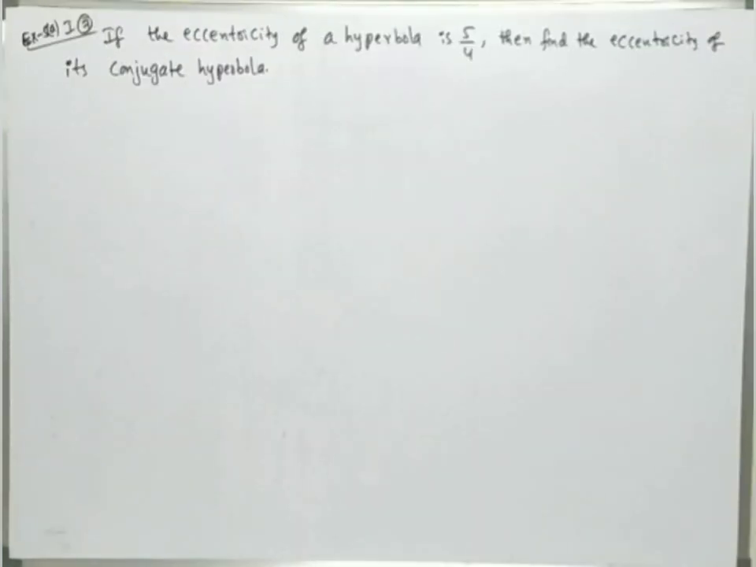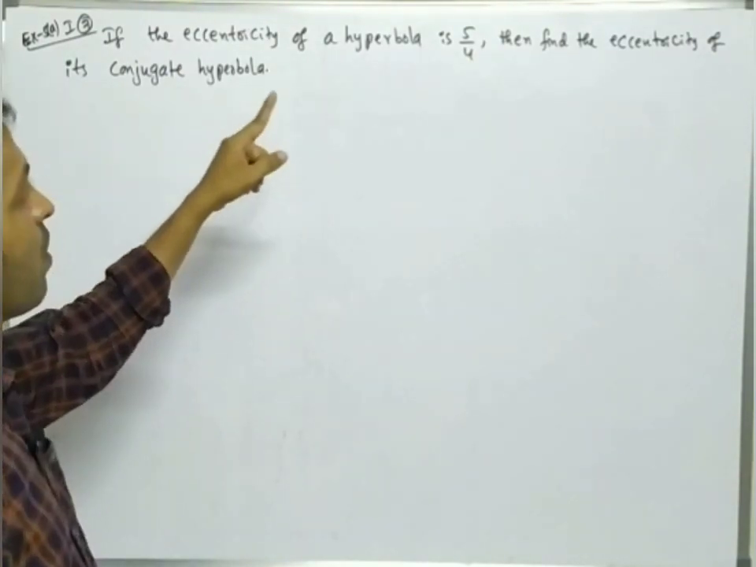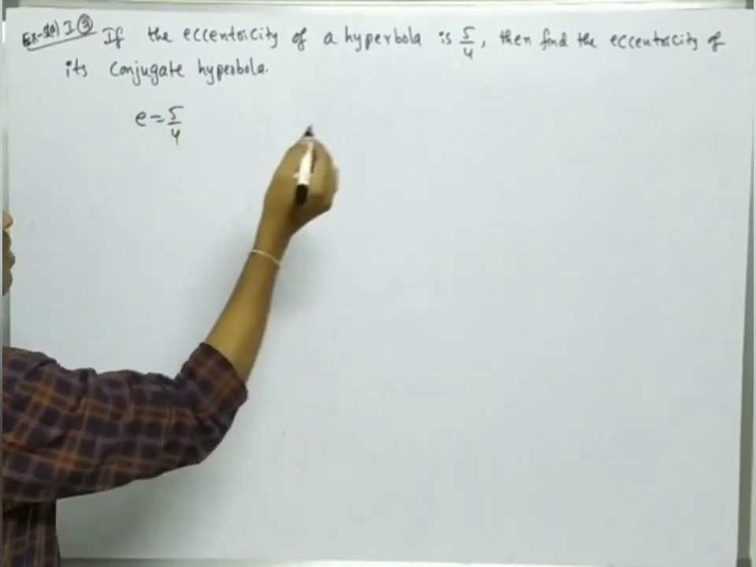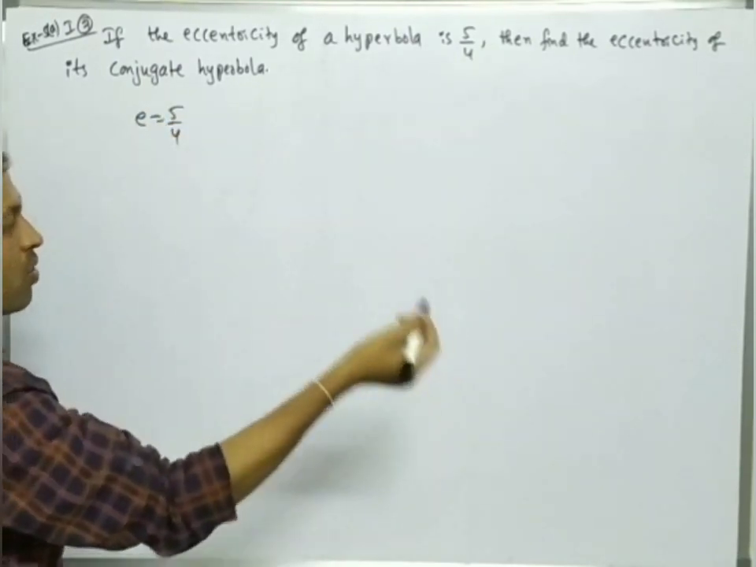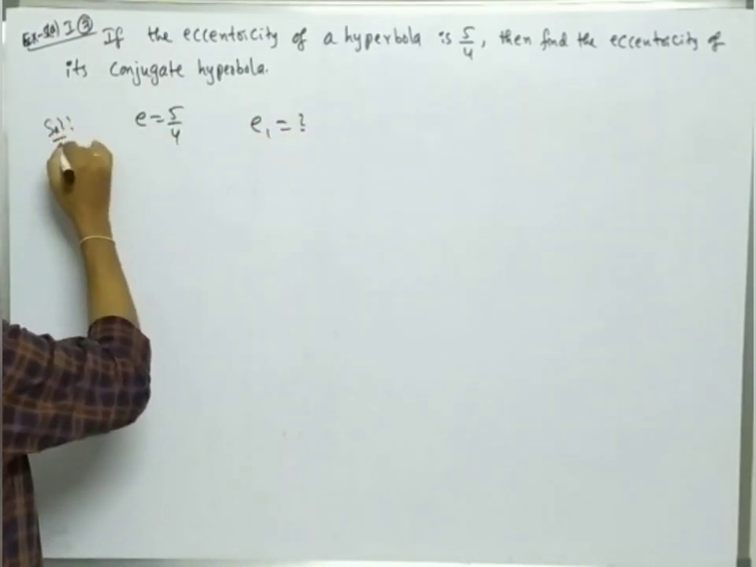Next, a problem similar to the previous one. If the eccentricity of a hyperbola is 5 by 4, that is e equals 5 by 4, then find the eccentricity of its conjugate hyperbola. So we should find e1.